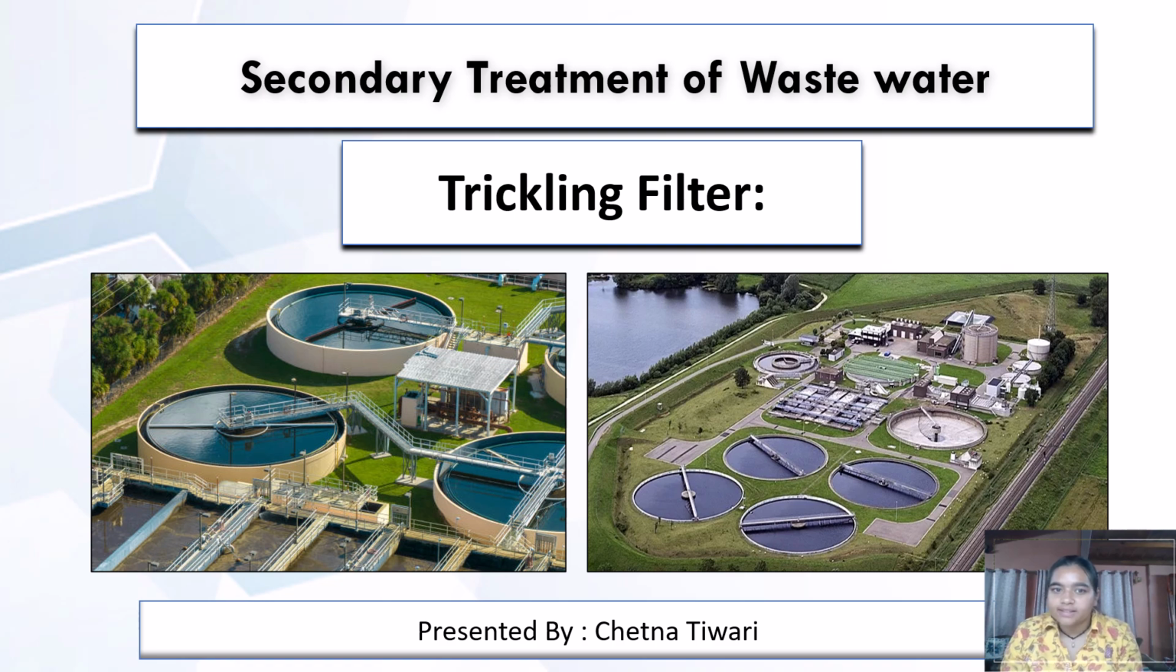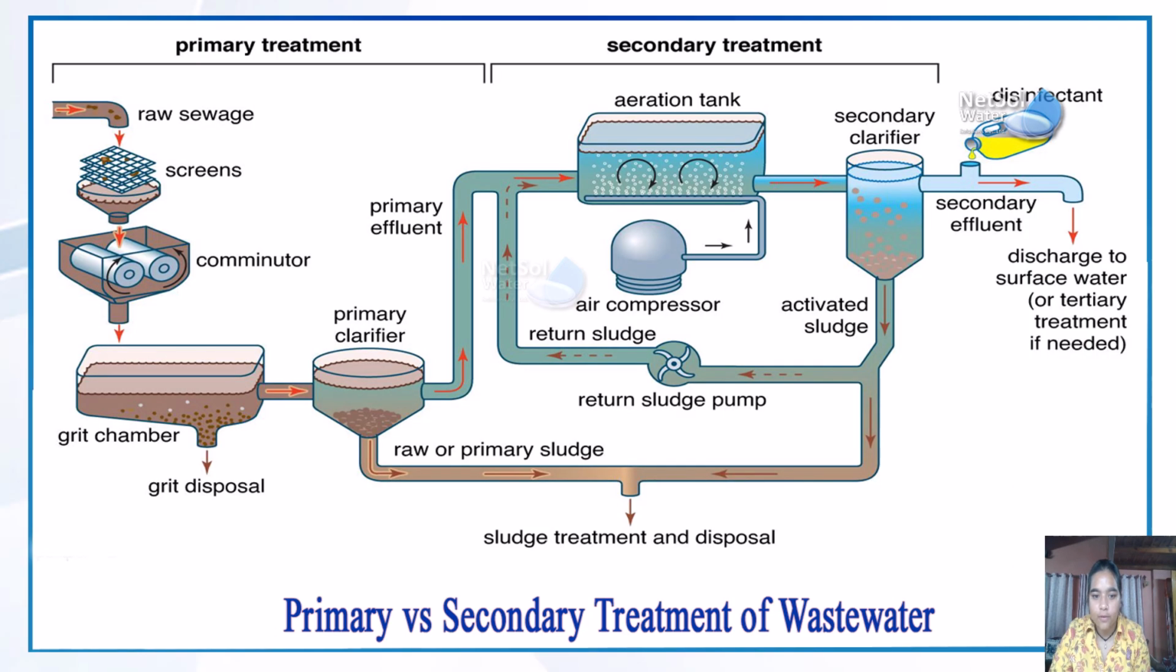Today I will be discussing the secondary treatment of wastewater and specifically the trickling filters. So let's start. First of all, I would like to tell you about the primary treatment and the secondary treatment. Primary treatment basically deals with the removal of large objects like plastics, rags, and leaves. So the process is here.